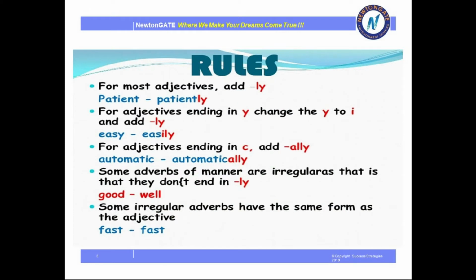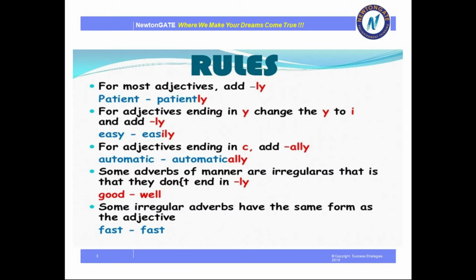Now, everything has rules, right? So in adjectives also there are rules which you have to follow. See, the first point says: for most adjectives add ly. Basically we use ly. Patient and patiently. After patient you have to put ly for writing patiently. For adjectives ending in y, change the y to i and add ly.